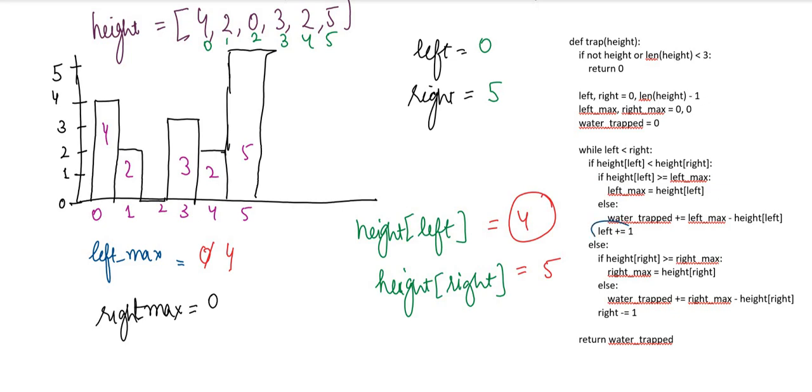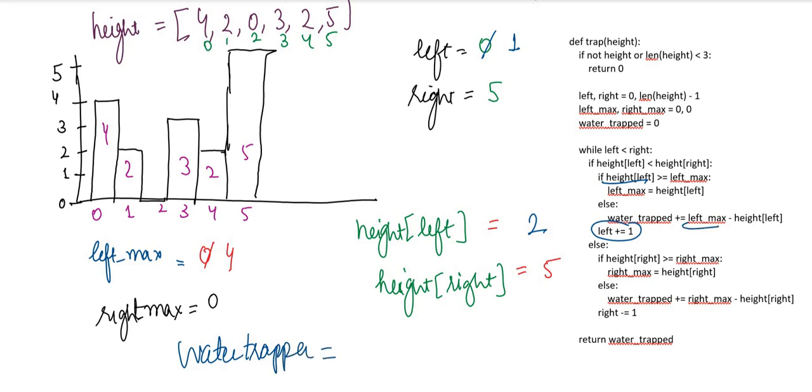Then we are doing left plus 1. So left value will be 1. Right is still 5. Now the value is 2. Check, is height of left greater than left max? No. If it is not greater, we will update the value of water trapped. What will be the value? It will be left max minus height of left. This much only you can store, right? Which is 4 minus 2, 2. So my water trapped is right now 2. Got it? Next, again left plus 1 you have to do.